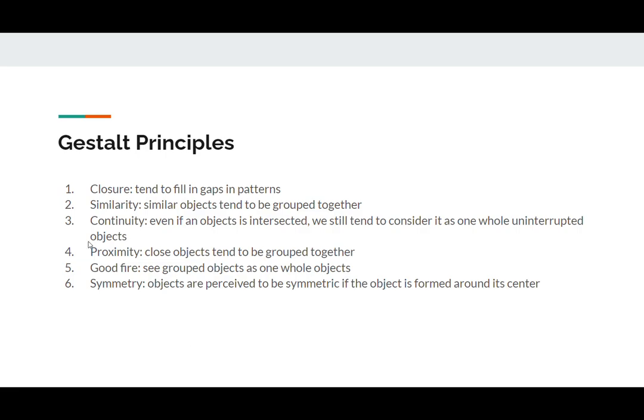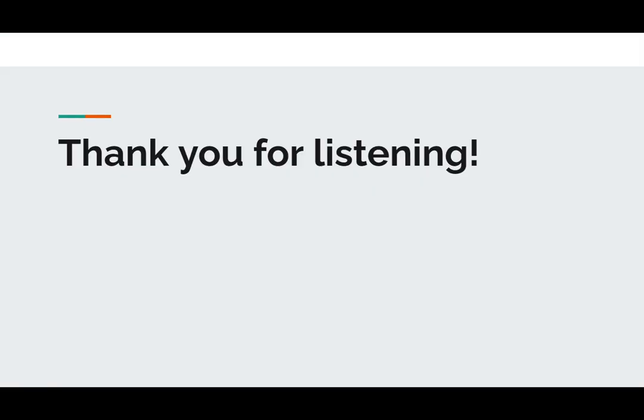Our second last one is the principle of good figure. Okay, I made a typo. It's not good fire. It's good figure. It states that we tend to see grouped objects as one whole object. And finally, we have the principle of symmetry. It states that objects are perceived to be symmetric if the object is formed around its center.